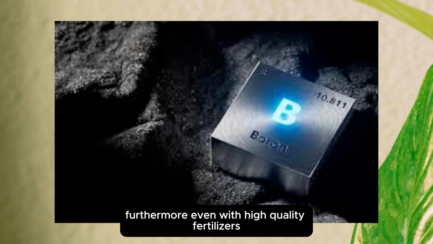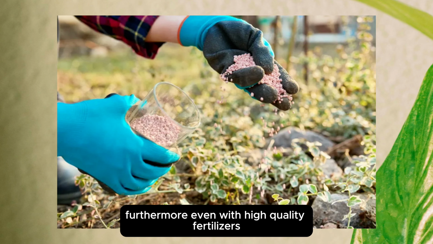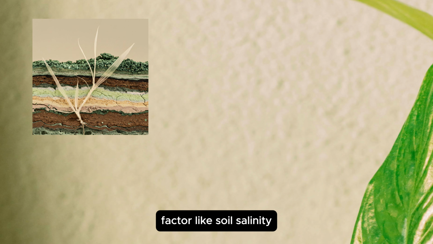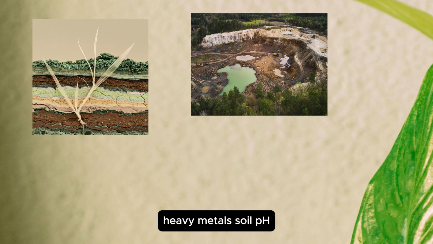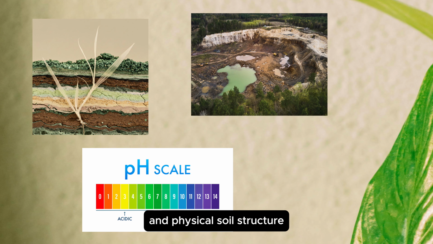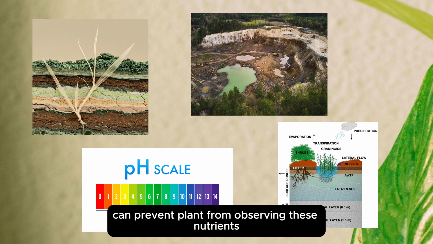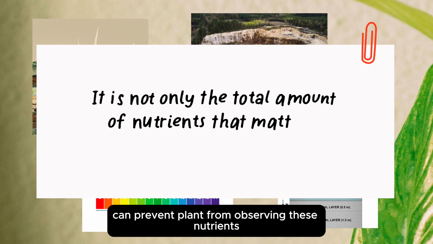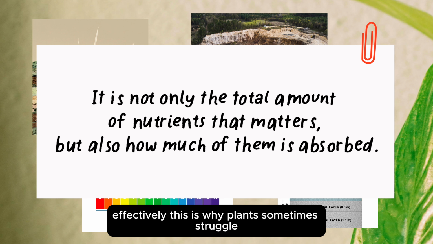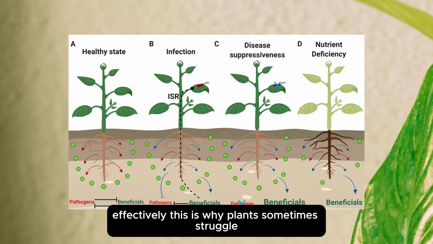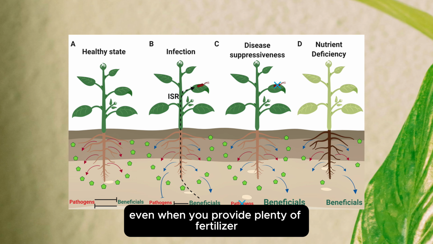Furthermore, even with high-quality fertilizers, factors like soil salinity, heavy metals, soil pH, and physical soil structure can prevent plants from absorbing these nutrients effectively. This is why plants sometimes struggle even when you provide plenty of fertilizer.